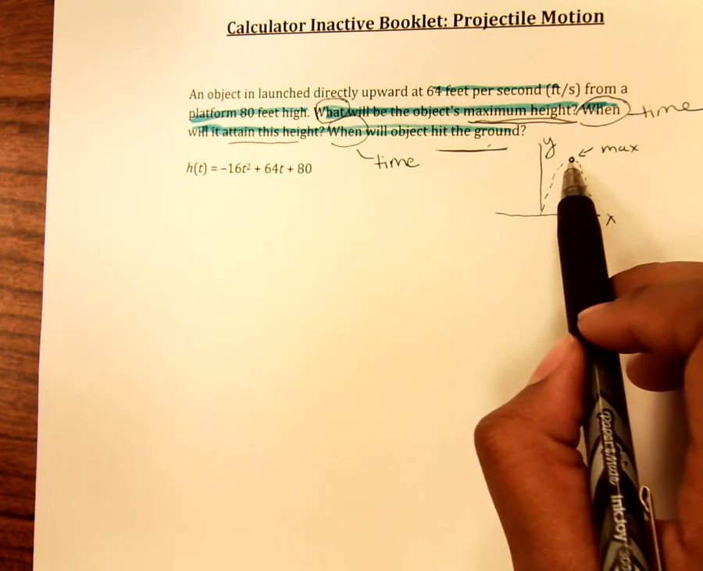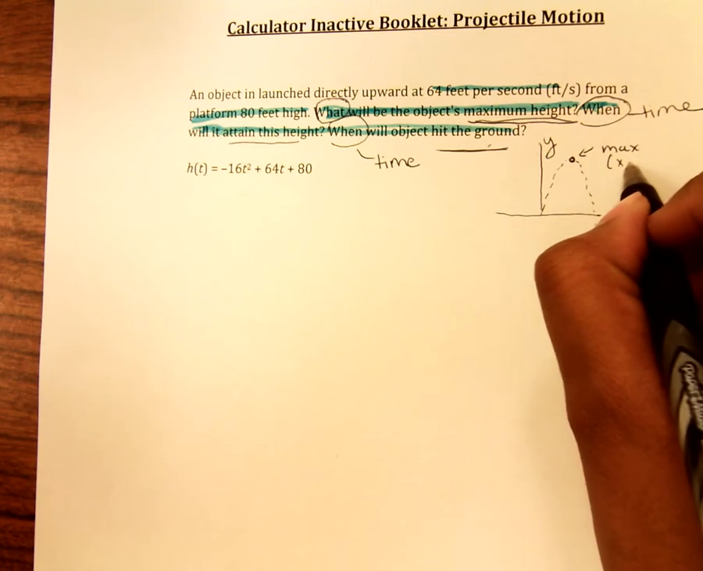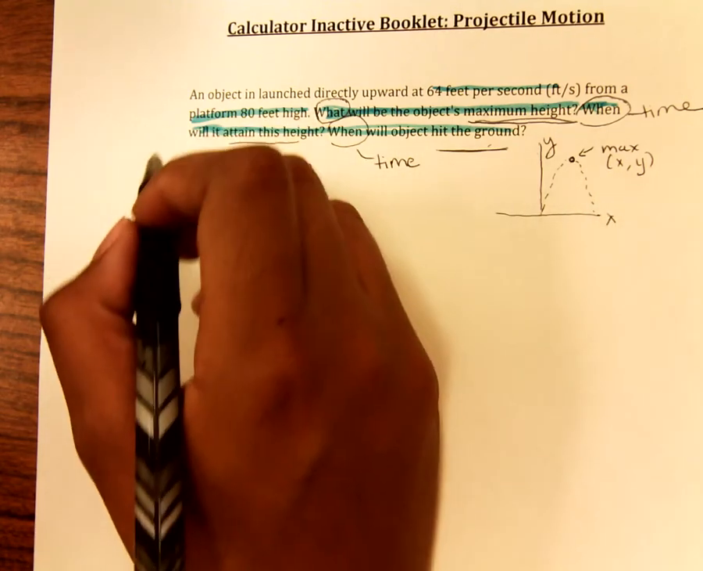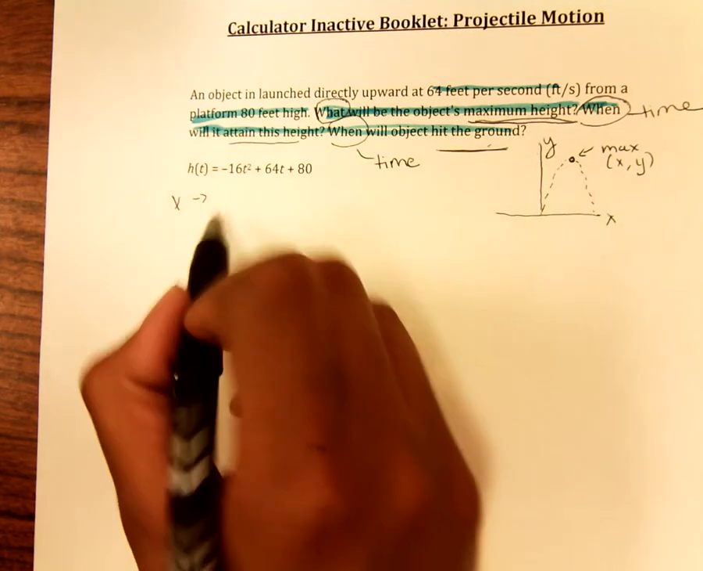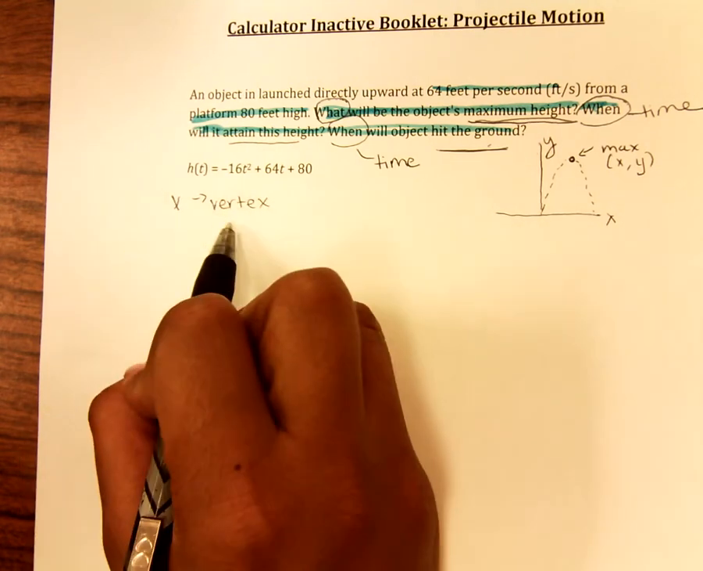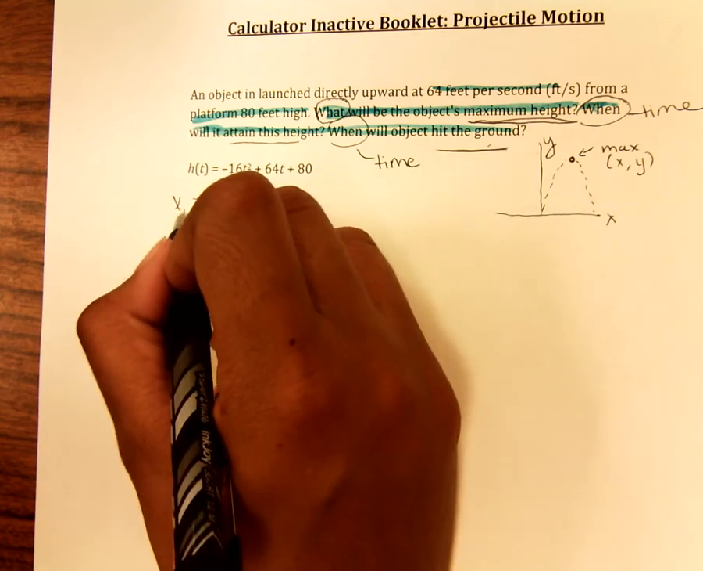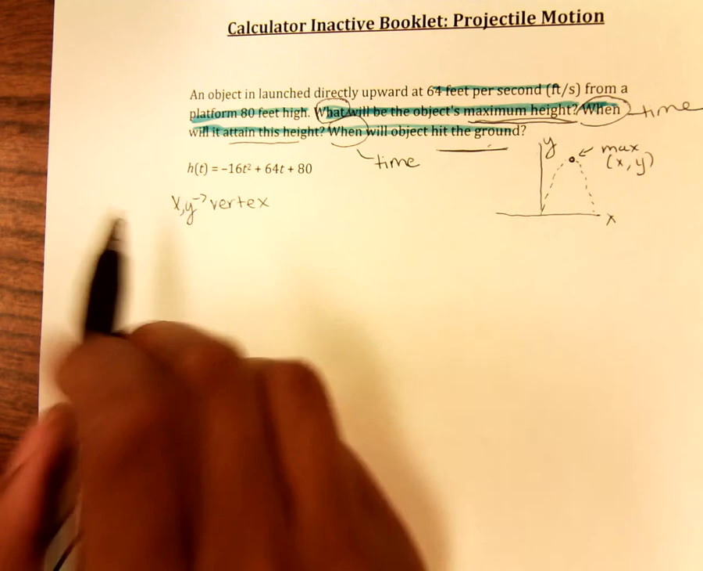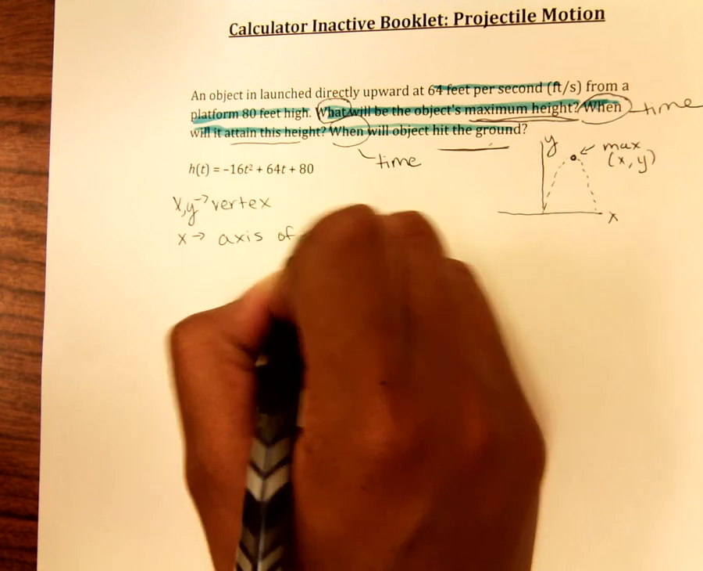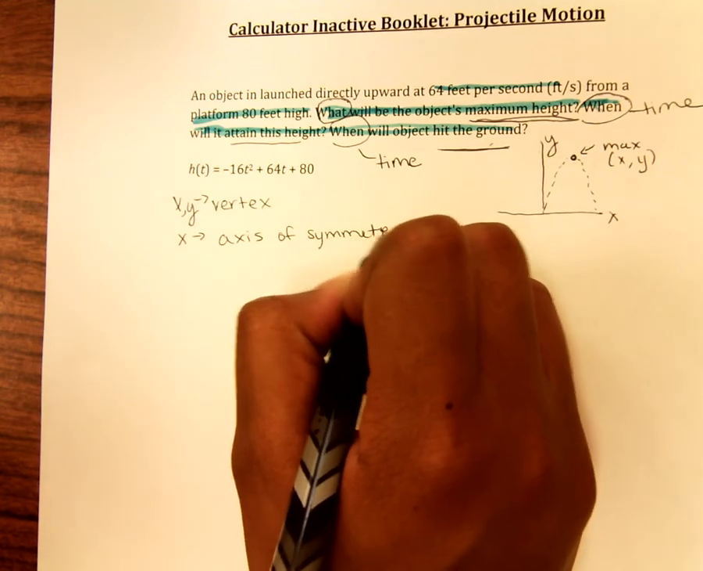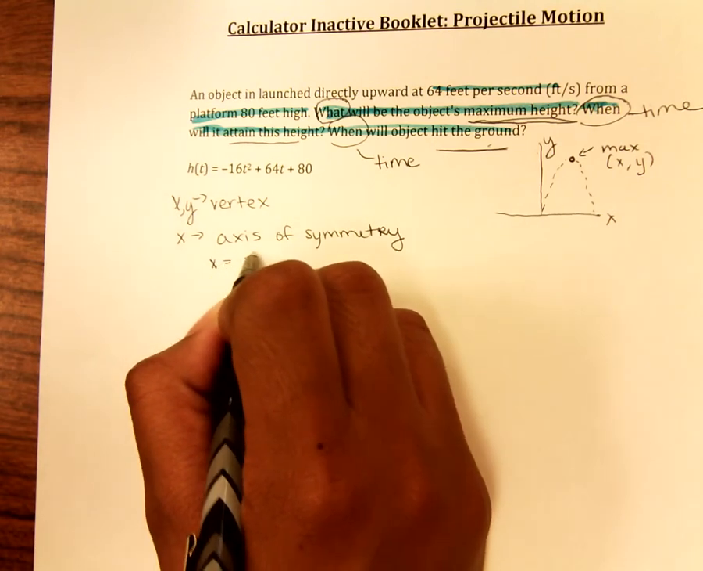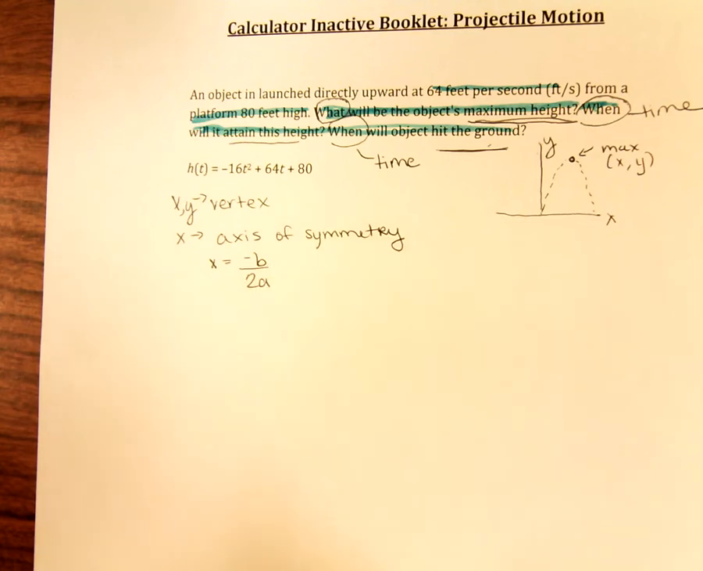Okay? To find that maximum height, because it's a point, I know there's an X and a Y. To find this X right here, we call that X the vertex. And the formula to find the vertex, the X and the Y, to find that X, you want that to be your axis of symmetry. And the formula for axis of symmetry is X equals negative B all over 2A.